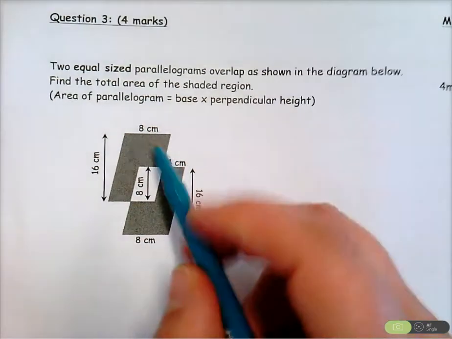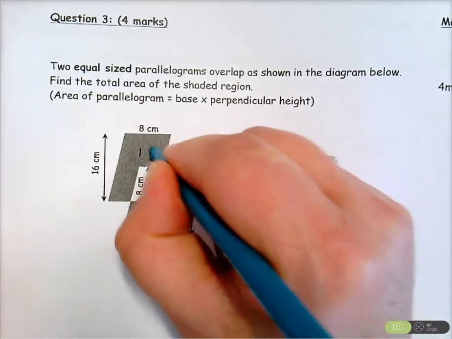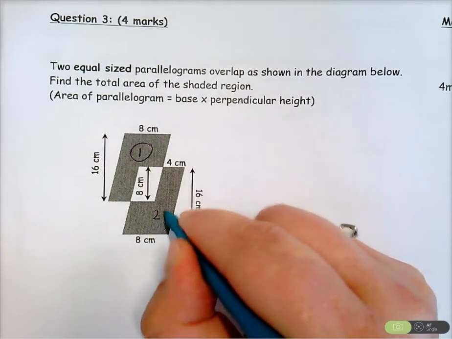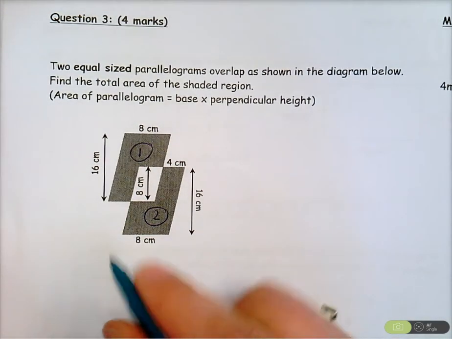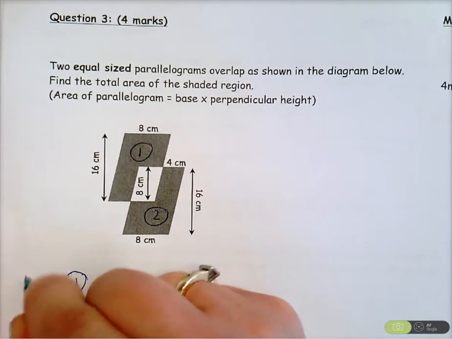So what I would do if I were you, I'd call this maybe shape number 1 and this shape number 2. Now shape number 1 and shape number 2 are the same size. So I think you should just work out shape number 1 first, area 1.